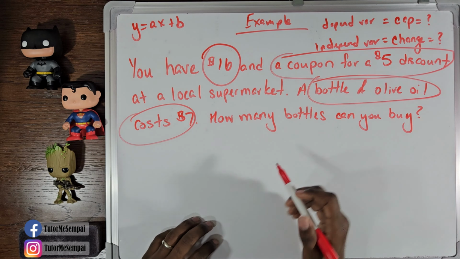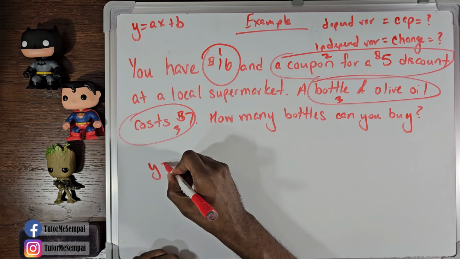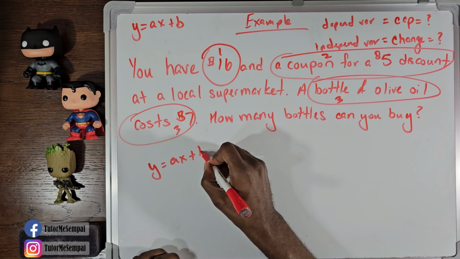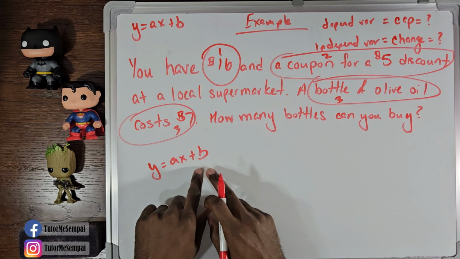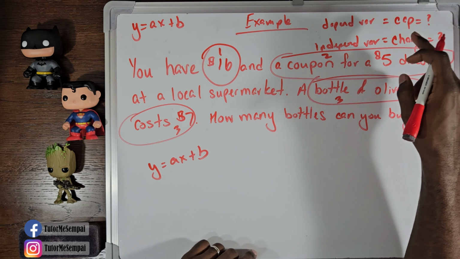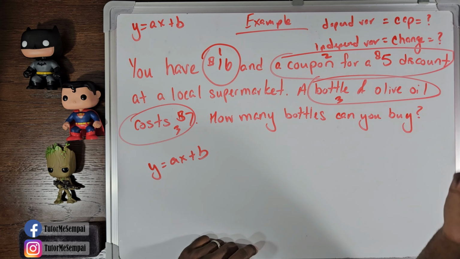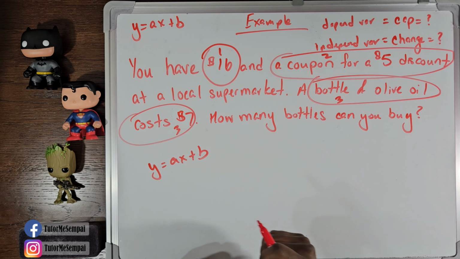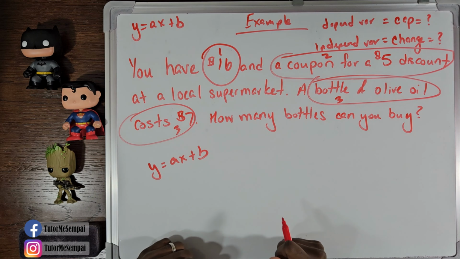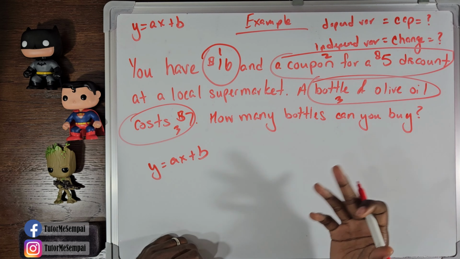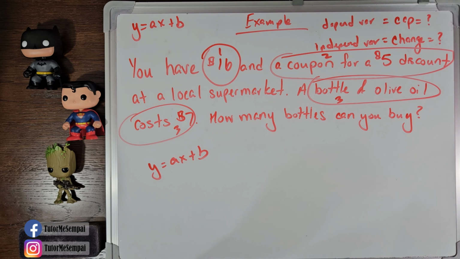There's 3 things in this word problem that we have to figure out where they belong. Once again, we're starting with our general form, y equals ax plus b, and we're trying to find our dependent variable and independent variable, or your cap and your change. Let's start with our cap. Are we capped anywhere? Is there anything fixing us?